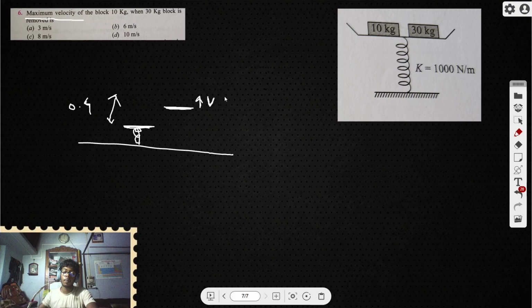Now we have to find at what point its new equilibrium will shift. If you see carefully, the new equilibrium shift means, when 30 kg was there, we calculated by kx equal to mg, x was 0.4, right? And in the same way, when the mass is decreased by 30, meaning the 30 kg block is taken up, this 30 kg block is taken up.